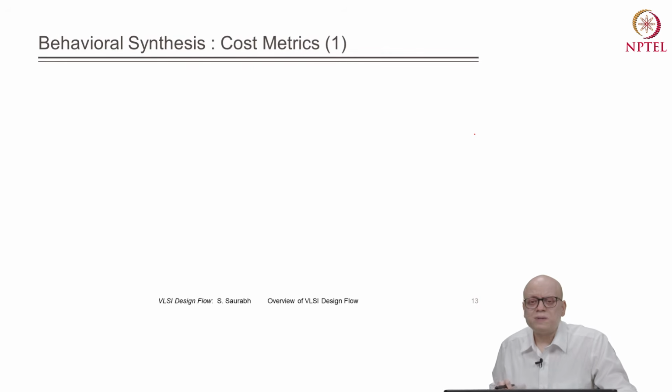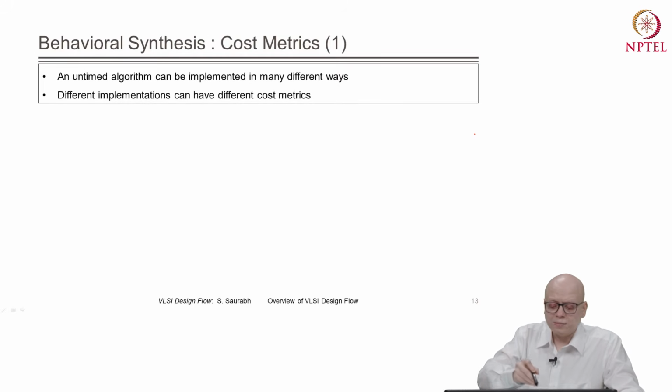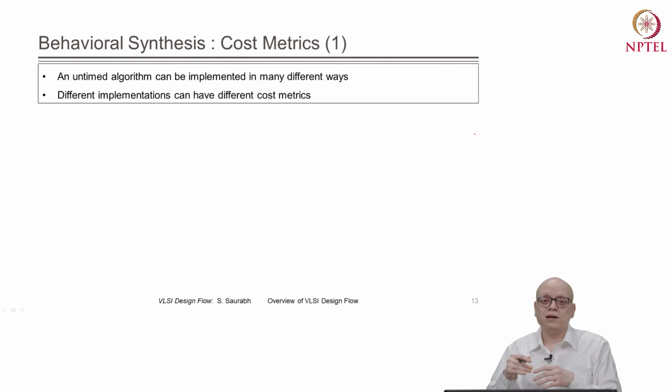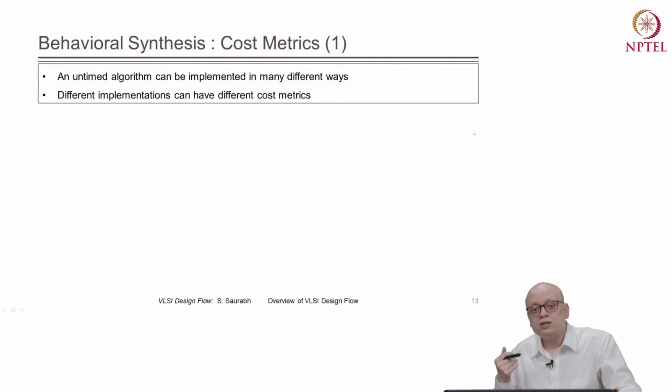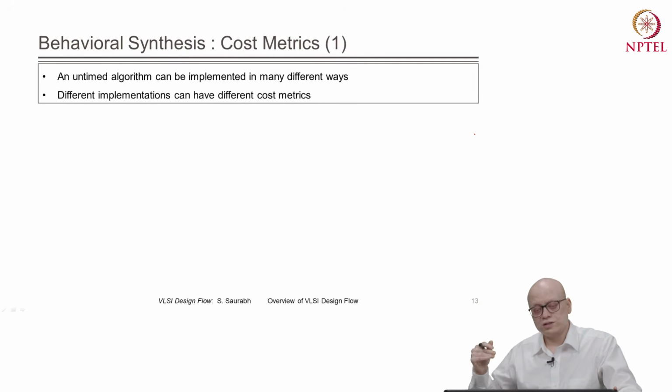Now, what are the cost metrics that need to be considered in behavior synthesis? An untimed algorithm can be implemented in many ways. So for a behavior synthesis tool, there are a lot of options because there are a lot of design decisions it needs to make, right? Because there are lots of possibilities in which a given algorithm can be implemented. Now, out of those implementations, which one is better, which one is worse? To do that kind of analysis, the behavior synthesis tool needs to evaluate the cost of each implementation and pick the one with the lowest cost.